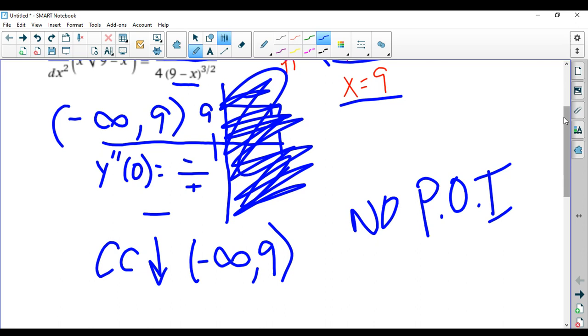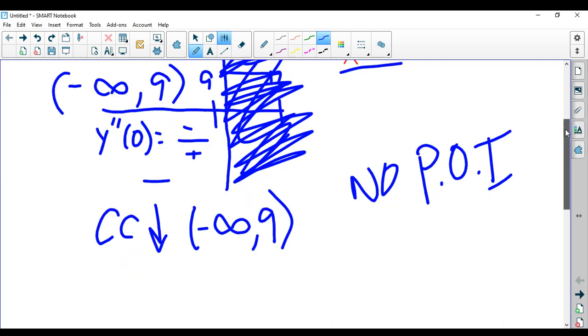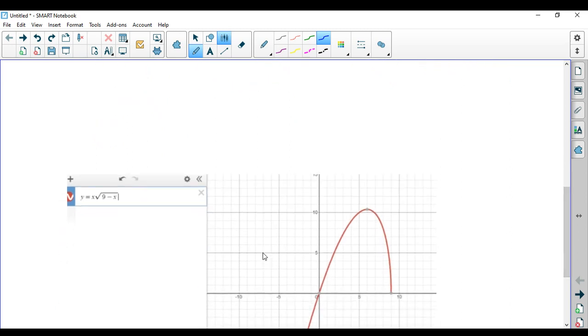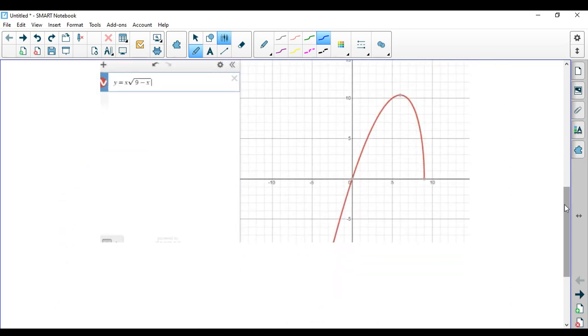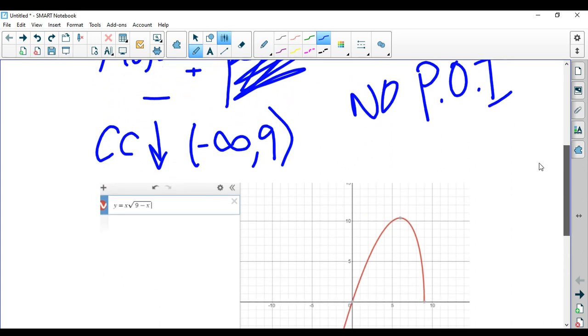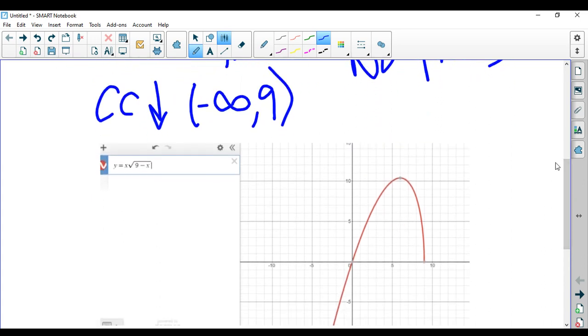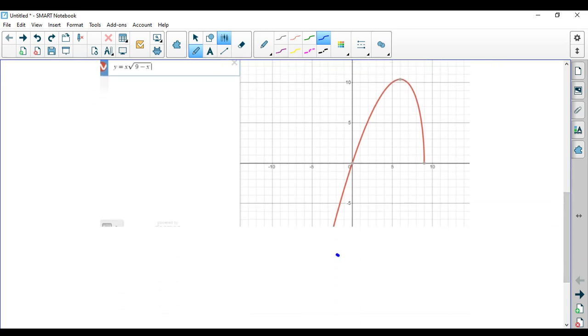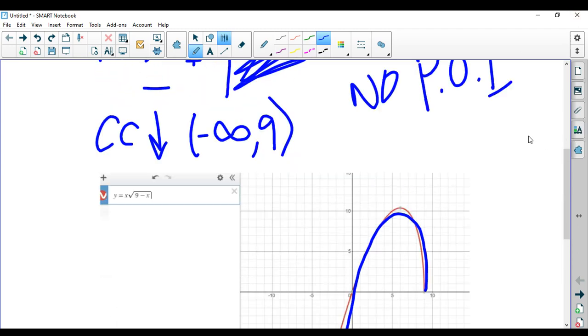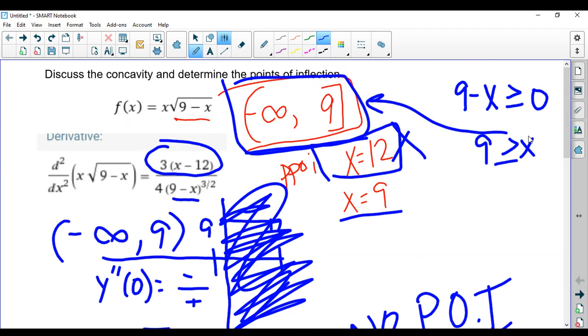So to check that out real quick, go to Desmos or your graphing calculator and type in the original function. I did that for you here. So I typed in the function y equals x times the square root of 9 minus x. You can see from Desmos that the graph is always concave down. And also the domain is from negative infinity to 9, because after 9, the graph doesn't exist. So that's a good check on this. And it's a very interesting problem.